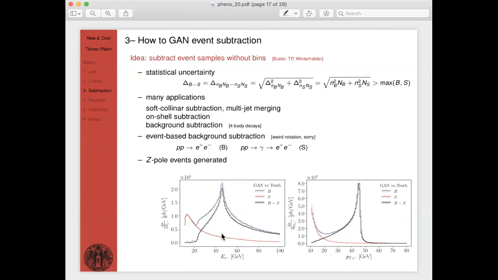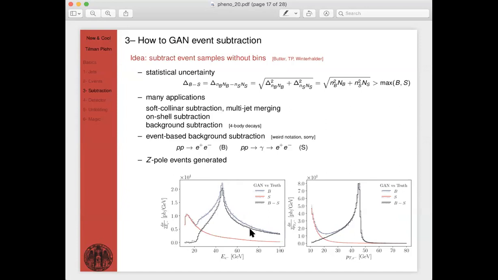And you see here, it does that. This is the energy of the e minus here, or the pT of the e minus. And you see that my original combined sample here is this bluish curve. We subtract the continuum background here, if you want, and what's left is we get the nice Z shape. Same here, beautiful phase-space resolution.